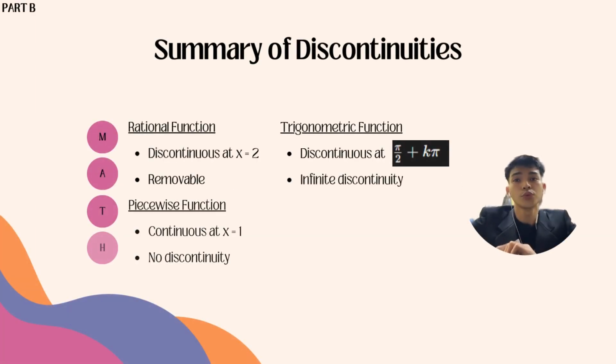Alright, so to summarize all the findings, the rational function has a removable discontinuity at x equal to 2, while the piecewise function is continuous at x equal to 1, and the last one, trigonometric function tan x, has infinite discontinuities at odd multiples of pi over 2.